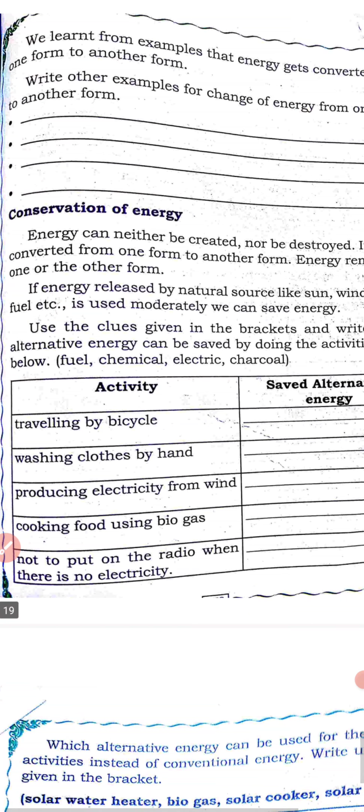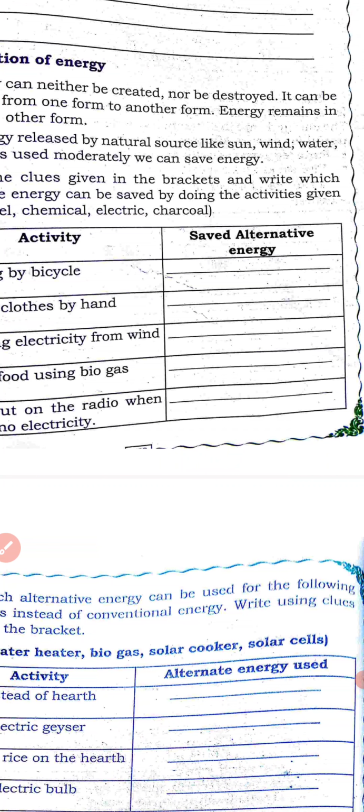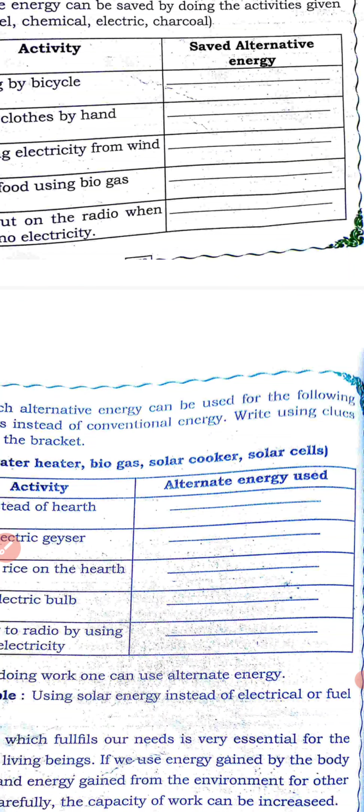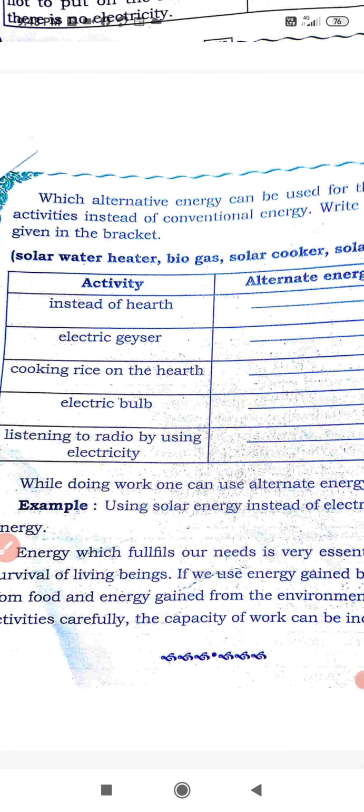Not putting on the radio when there is no electricity. In that case, we use chemical energy. When electricity is not there for the radio to work, we use batteries, or chemical energy. So these are the different types of energy we are saving. You have to keep it in mind. We have to save energy.